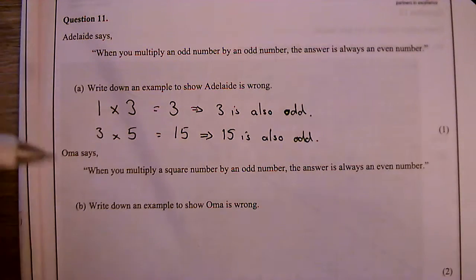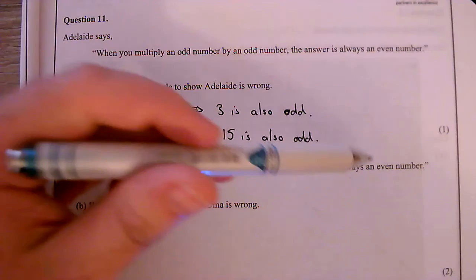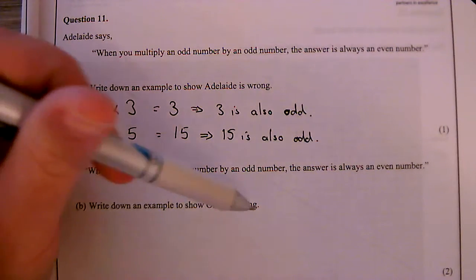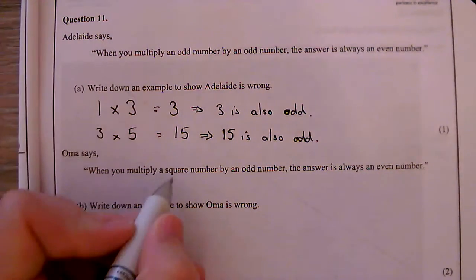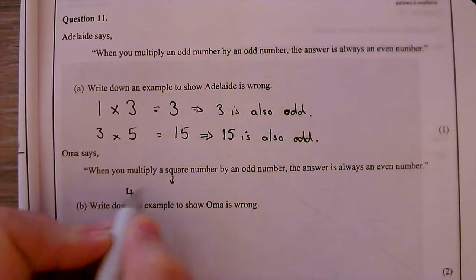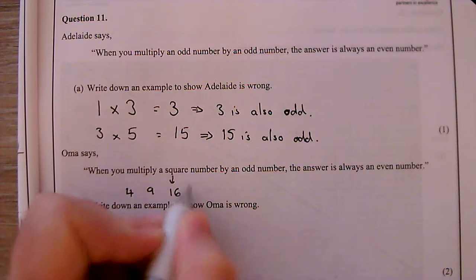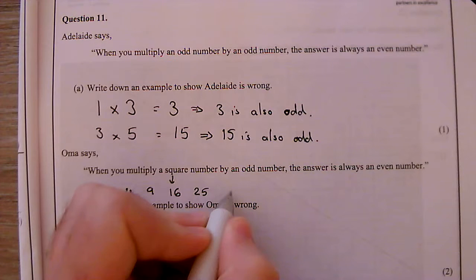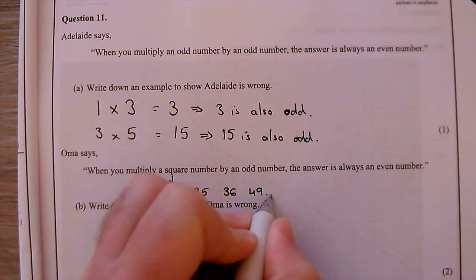So Omar says, when you multiply a square number by an odd number, the answer is always an even number. Write an example to show Omar is wrong. Okay, so this one's a little bit trickier. So my square numbers, well, I have 2 squared, which is 4, 3 squared, which is 9, 4 squared, 16, 5 squared, which is 25, 6 squared, 36, 7 squared, 49, and so on.